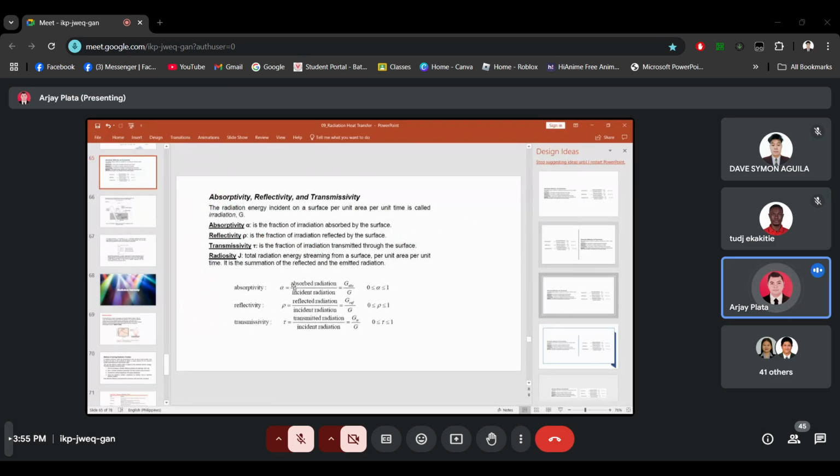So absorptivity is absorbed radiation over incident radiation. So we have the formula alpha equals G absorbed over G. Reflectivity is reflected radiation over incident radiation, so rho equals G reflected over G. And then transmissivity is transmitted radiation over incident radiation, so tau equals G transmitted over G.